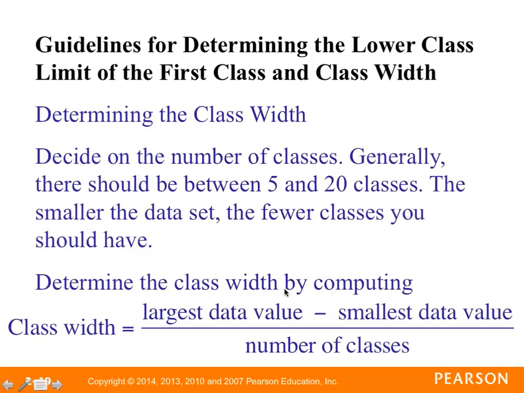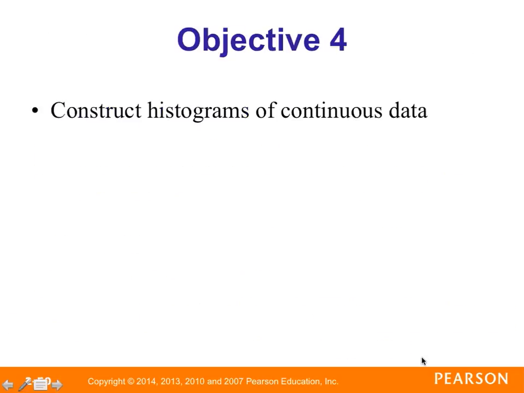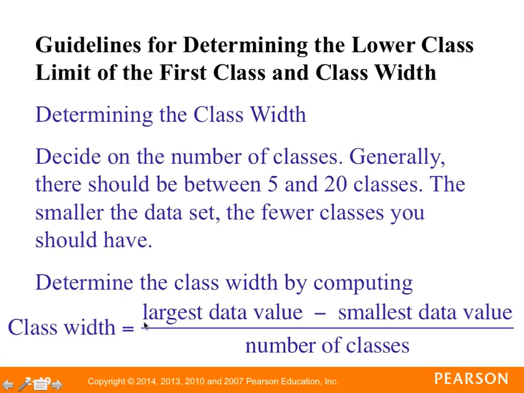So if you know how many classes you actually want, you can determine the class width by taking the largest data value, subtracting the smallest data value, and then dividing by the number of classes, and that will give you your class width. Now, you might want to round to a nice number that's nearby, so you might not want a class width of 7. Maybe you want either a class width of 5 or 10. It's just a little easier to read the data that way. It makes a little more sense.